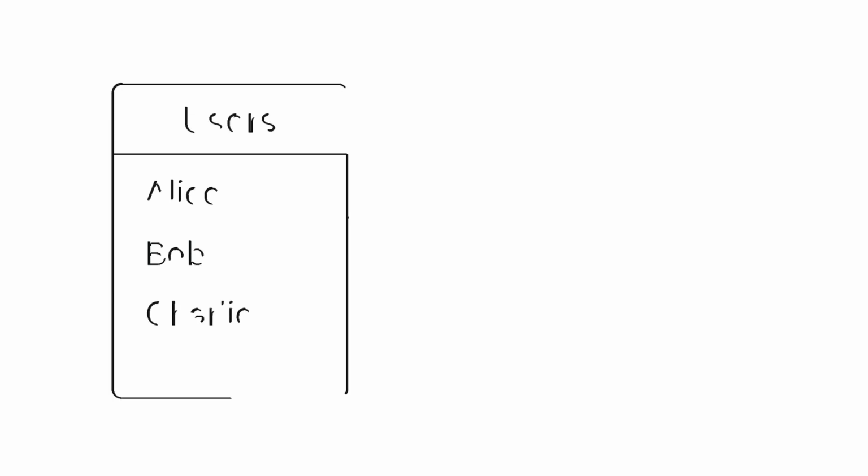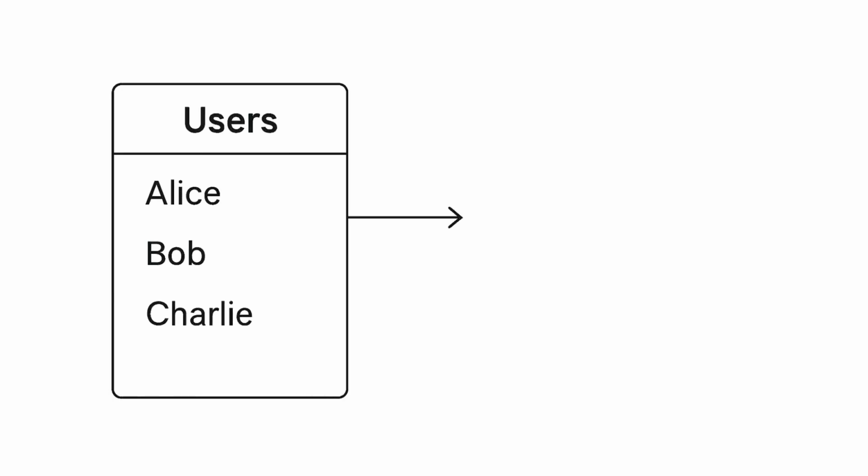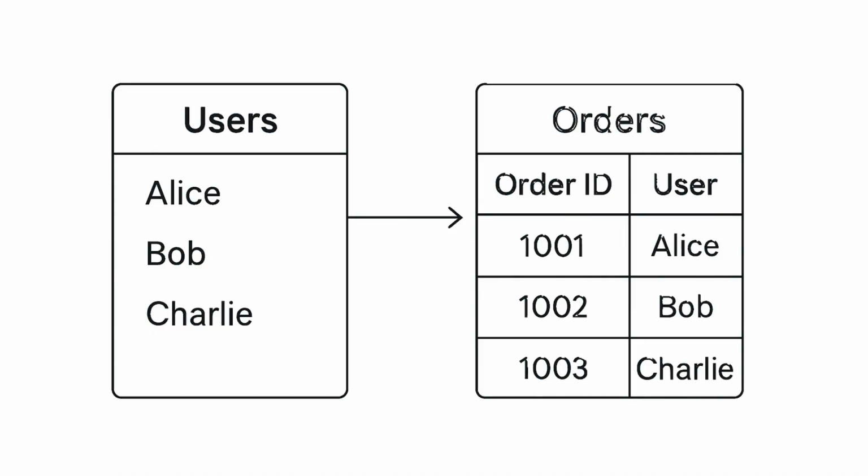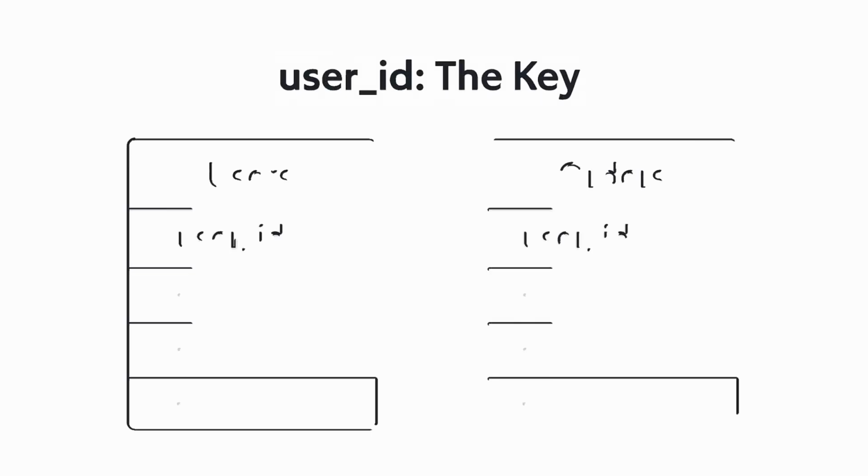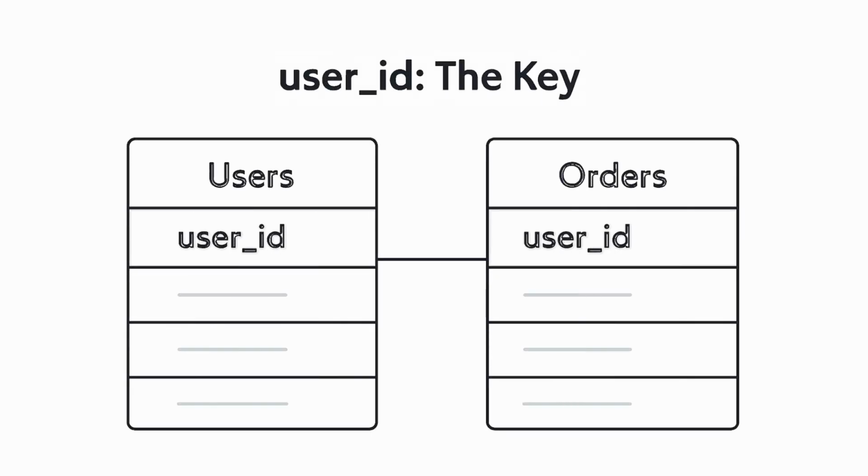Let's imagine two tables. First, a users table with a list of users. Second, an orders table with each order and which user made it. Both tables share a column called user ID. That's the key we'll use to connect them.